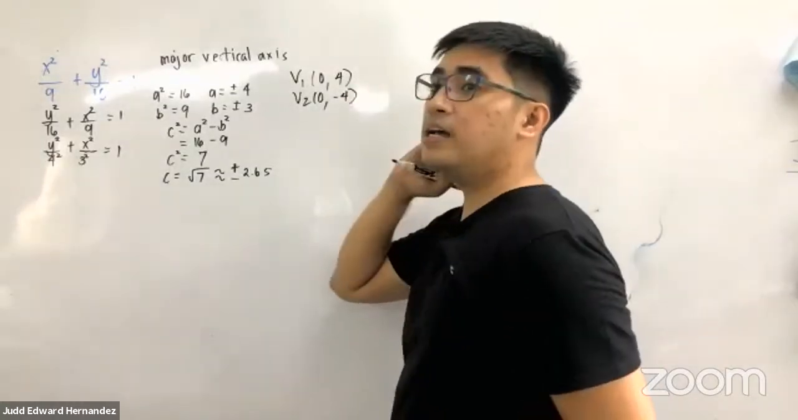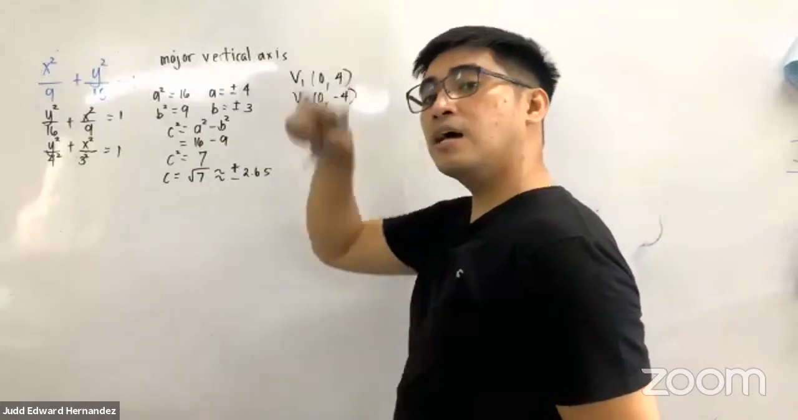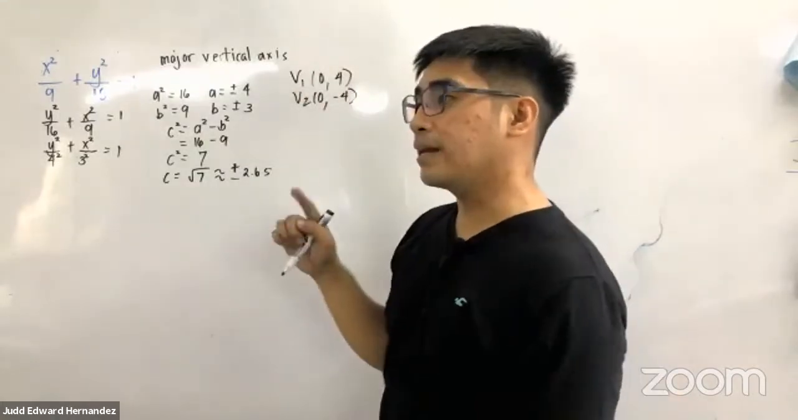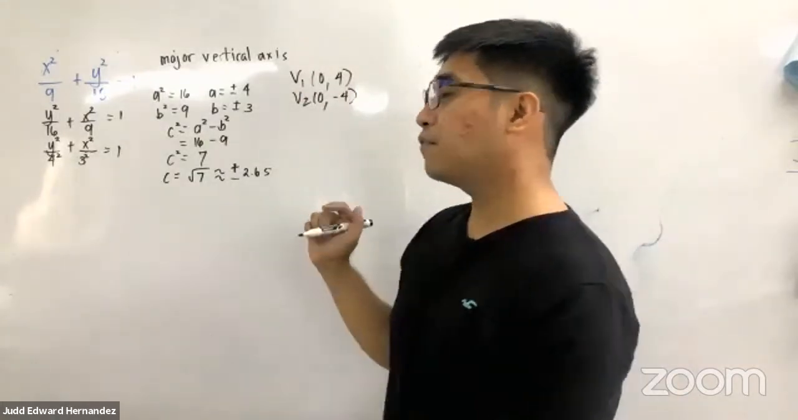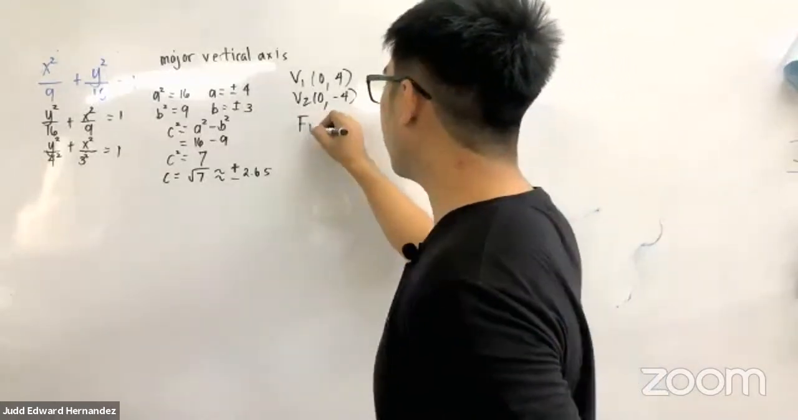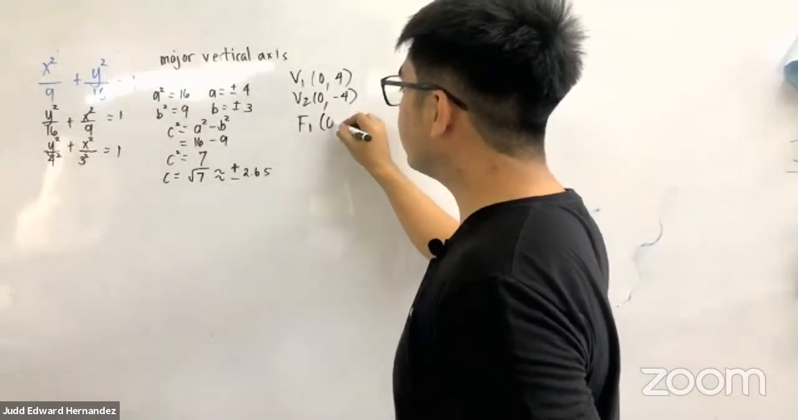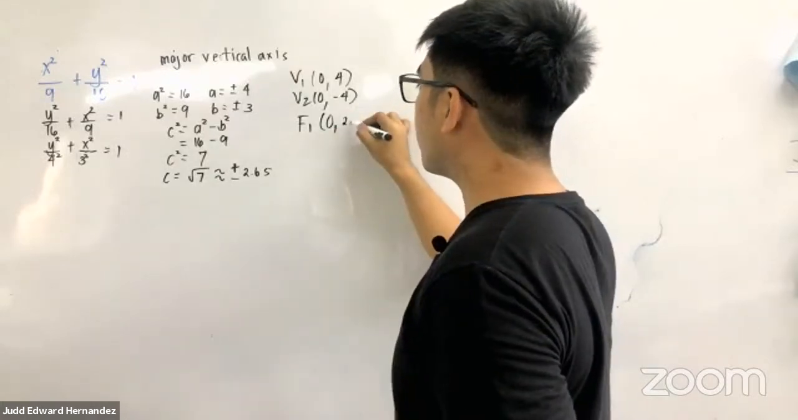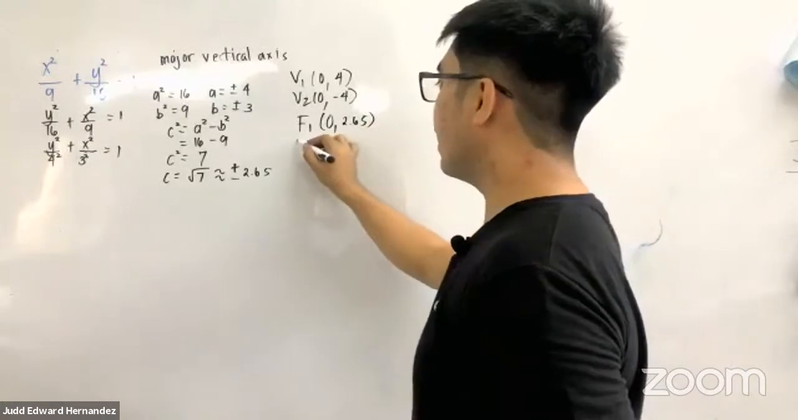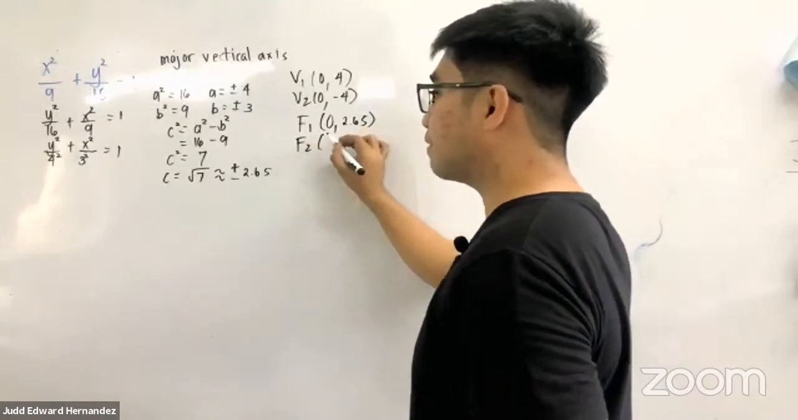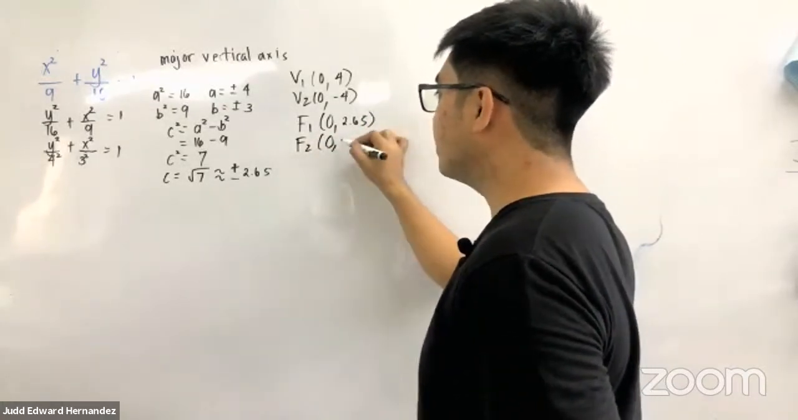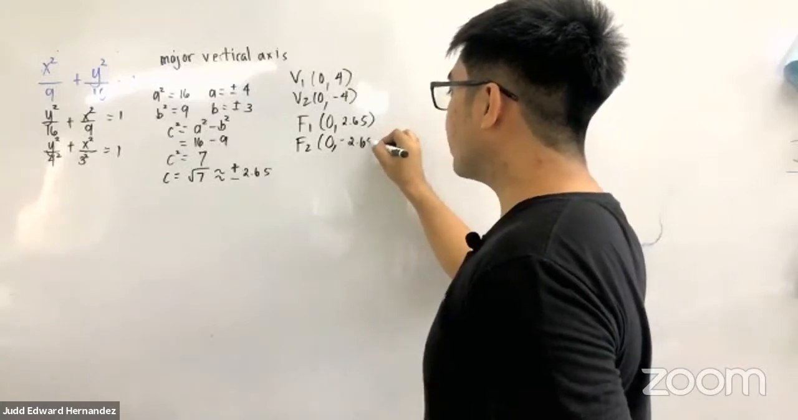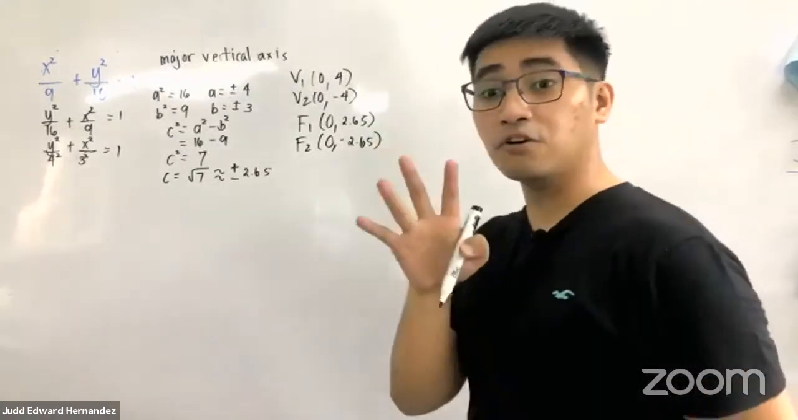Sinong kasama ni vertices sa y-axis? Foci. Very good. That is F1. Si F1 located naman kay 0 and C naman, tama. 0, that is positive 2.65. At si F2 nasaan? 0 and negative 2.65. Okay, hindi tayo gumamit ng formula.